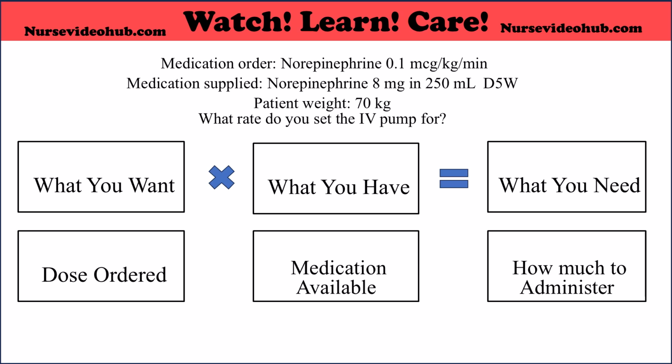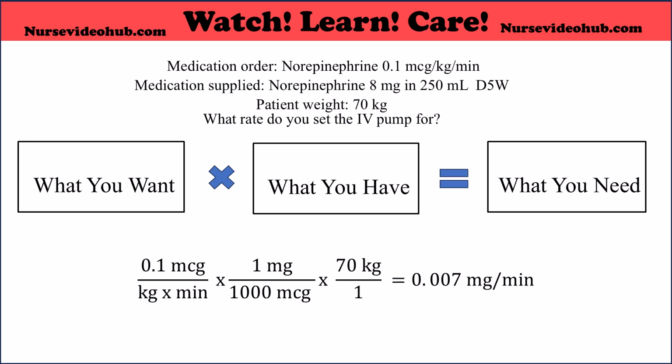Now, for a more advanced calculation, norepinephrine, which is weight-based. The medication order is norepinephrine, 0.1 micrograms per kilograms per minute. The medication supplied is norepinephrine, 8 milligrams in 250 milliliters of D5W. The patient's weight is 70 kilograms. What do you set the IV pump at? This is a weight-based medication that requires calculation.